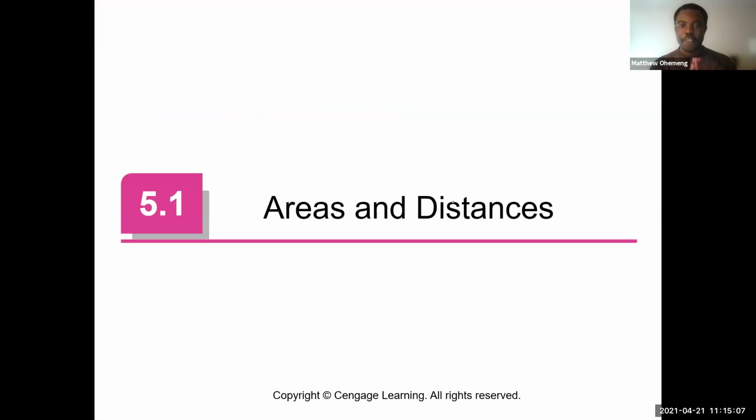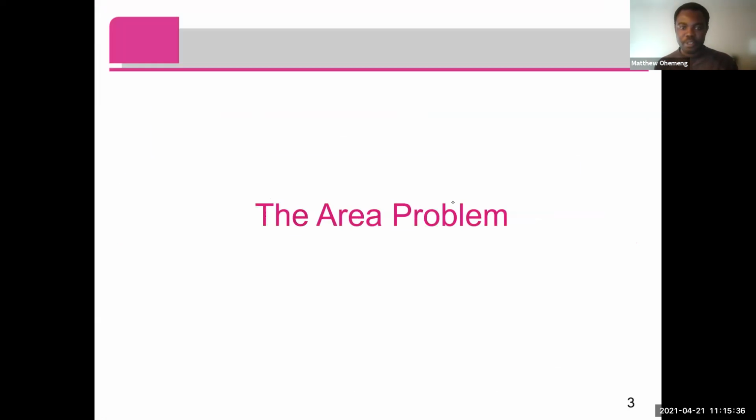For chapter 5, I would like you to think of this as a form of chapter 2. When we started the whole differentiation process, we looked at the tangent and velocity problem. You're going to start something similar to that, but this time we'll be computing not tangent but area, and not instantaneous velocity but distances. So in 5.1, we start with areas and distances.